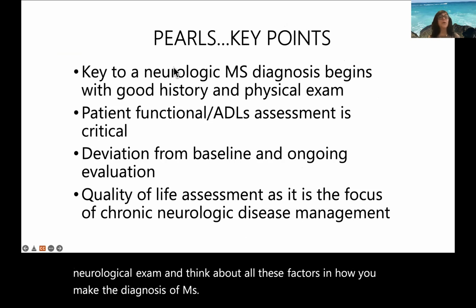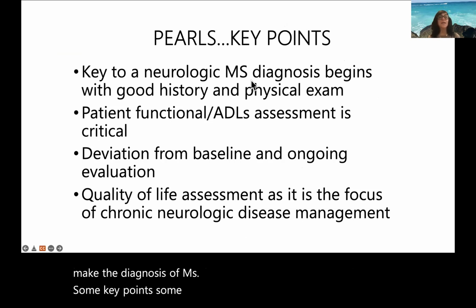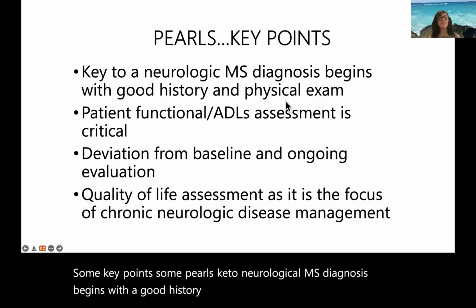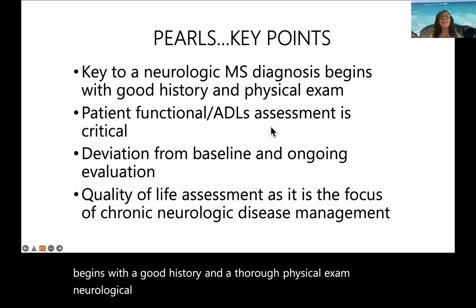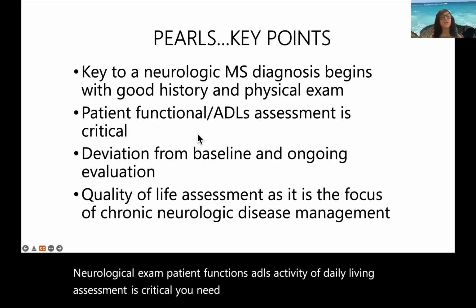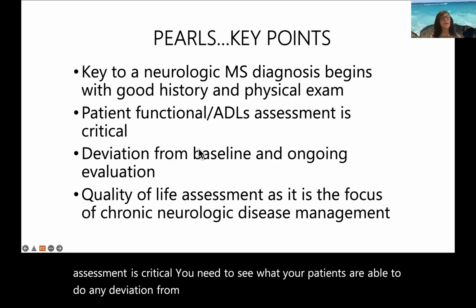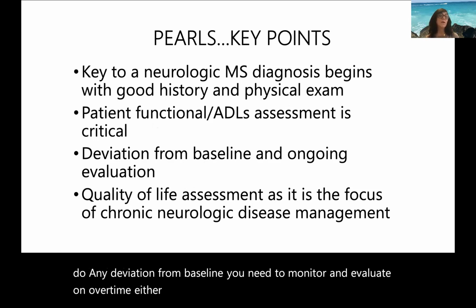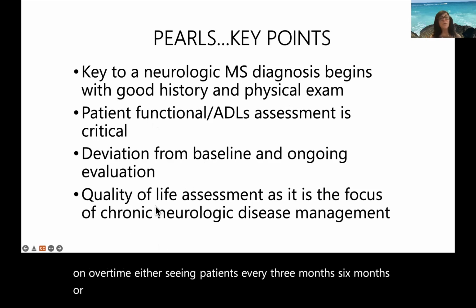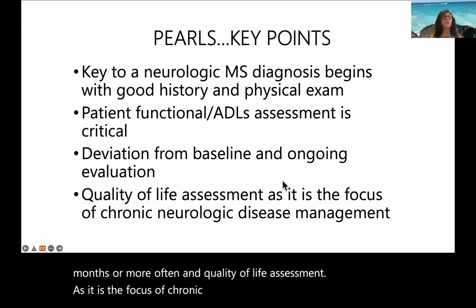Some key points, some pearls. The key to a neurological MS diagnosis begins with a good history and a thorough physical and neurological exam. Patient function, ADLs, activities of daily living assessment is critical. You need to see what your patients are able to do. Any deviation from baseline, you need to monitor and evaluate over time, either seeing patients every 3 months, 6 months, or more often. And quality of life assessment is the focus of chronic neurological disease management, important to do.